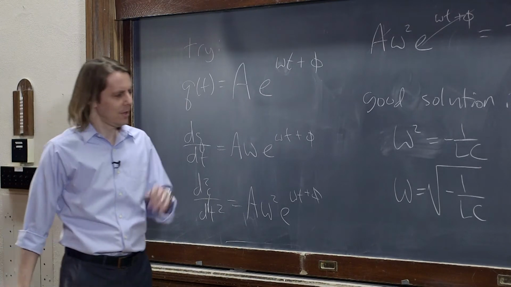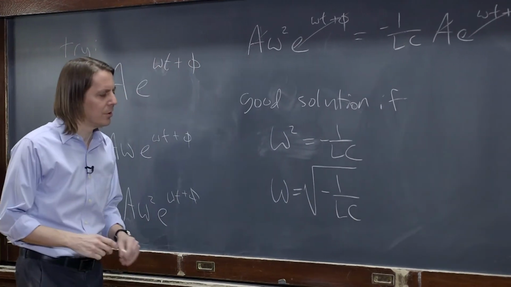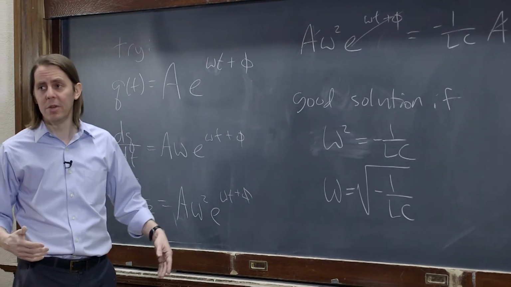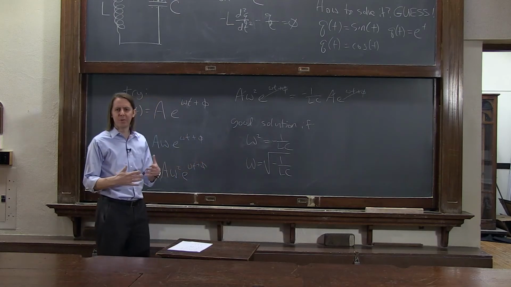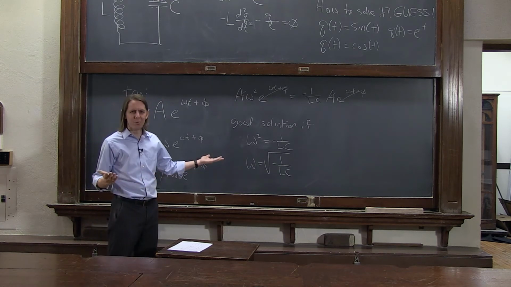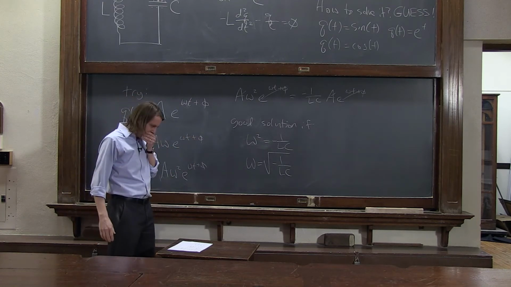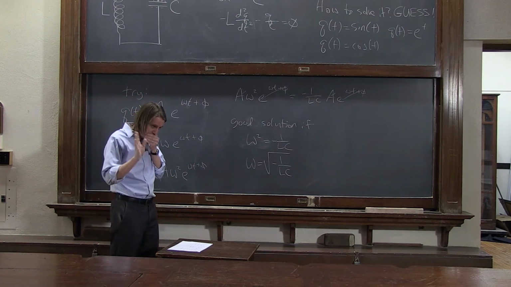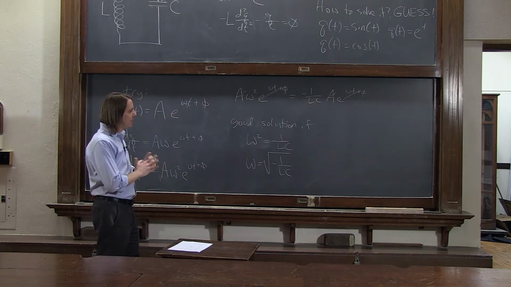But wait a minute. We know that L is going to be positive, and C is going to be positive, and 1 is positive. So we've taken the square root of a negative number. You can never take the square root of a negative number. That's an imaginary number. So we can't have an imaginary number in our solution. So that can't possibly be right. It's actually right, but I'm not going to cover it, so just read about complex exponentials. Okay, now, that's our 3 solutions.